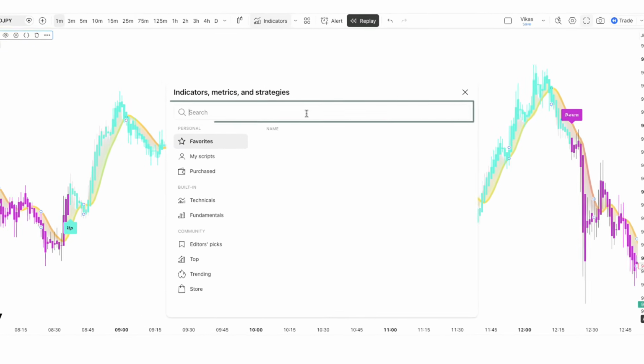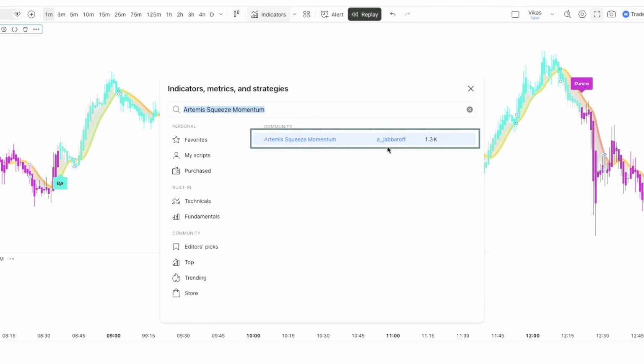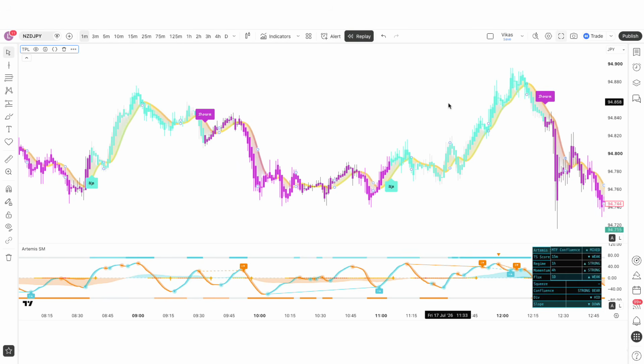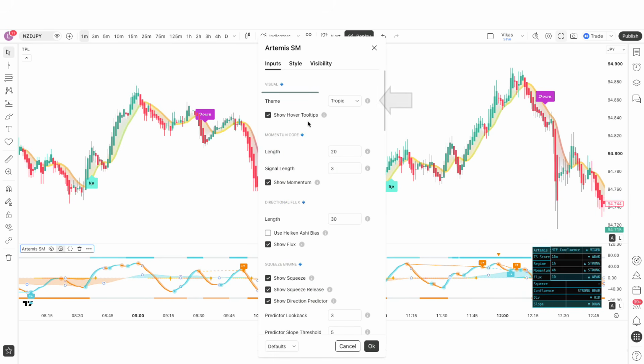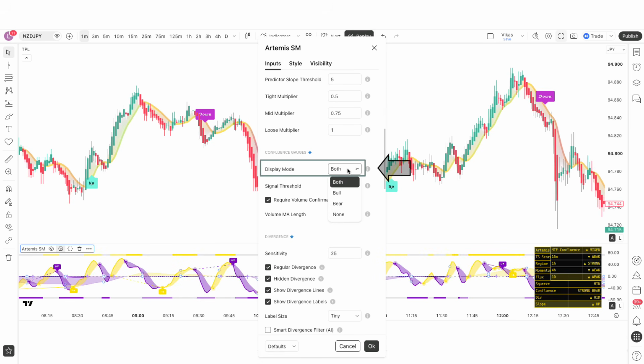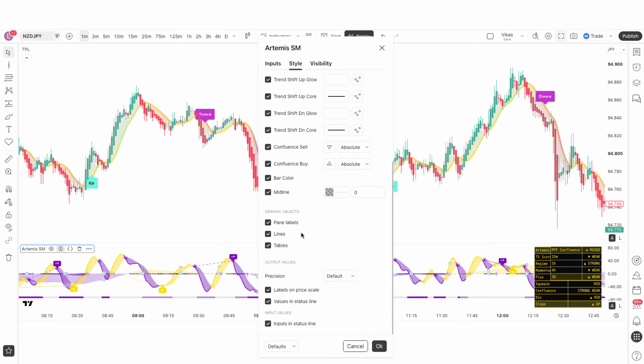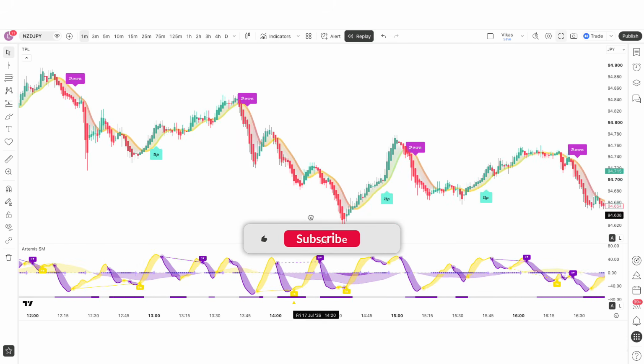Let's go to the indicator search, type Artemis Squeeze Momentum, and select this one called Artemis Squeeze Momentum created by H.R. Jabaroff. Now let's access the settings of this indicator so we can modify it to suit our strategy. Change theme, Tropic to Royal; change length, 20 to 10; change signal length, 3 to 7; and change display mode, both to bear. If there are any options you wish to hide, do so to keep the chart clean and easy to read. Here everything is fine after that. Click OK. Our complete trading setup is now ready.